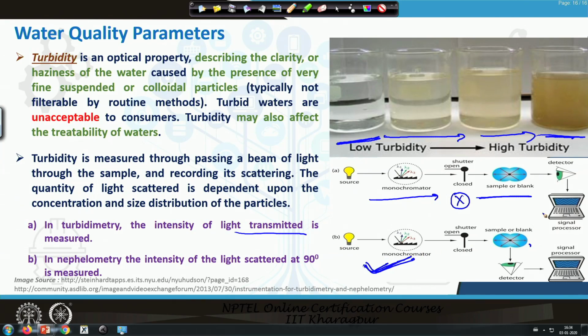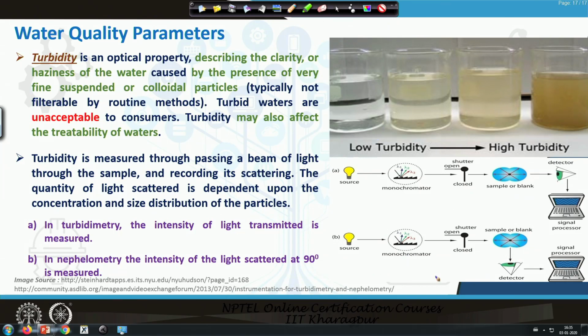The same principle is followed, and the detector is placed at a right angle to the sample. The light scattered at 90 degrees is measured and detected, and then we get the value of turbidity. This principle is called nephelometry. Nephelometry is the one used for measuring turbidity these days, and as a result the unit of turbidity is NTU, which stands for nephelometric turbidity unit. So, this is about turbidity.